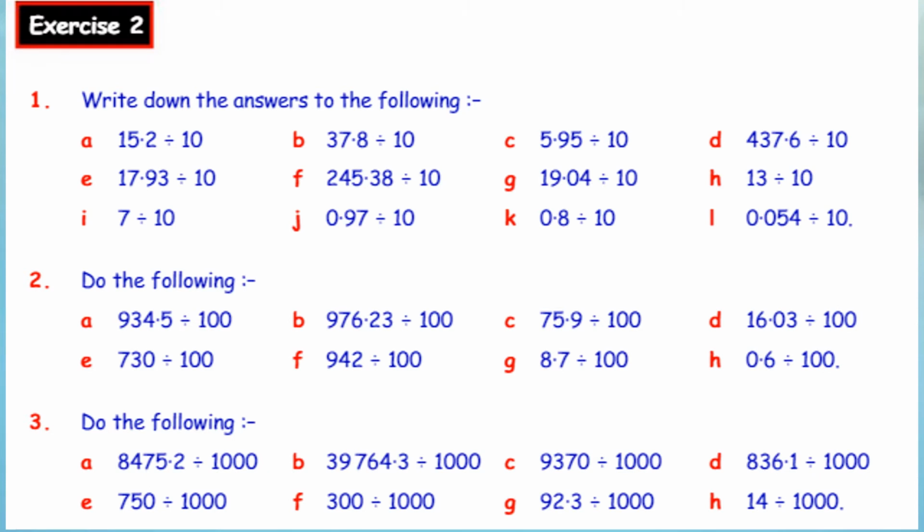3A, 8,475.2 becomes 8.4752. And H, 14 divided by 1,000 becomes 0.014. Okay, we need 3 numbers to jump over the decimal point. There's only 2 numbers in 14, so we need to put a 0 as well. So it becomes 0.014. Okay? The decimal point doesn't move, it's the numbers that move.